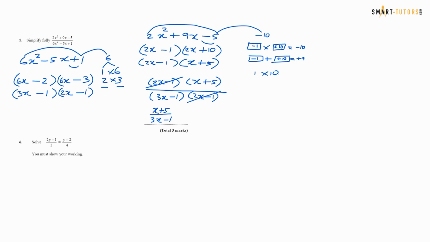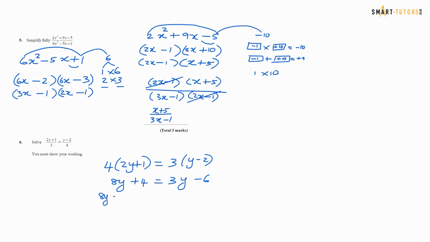Question number 6. Solve 2y plus 1 over 3 equals y minus 2 over 4. You must show all your workings. So I'm going to do a cross multiplication. 4 is multiplied by 2y plus 1, and 3 is multiplied by y minus 2. So 8y plus 4, 3y minus 6. 3y coming this side.